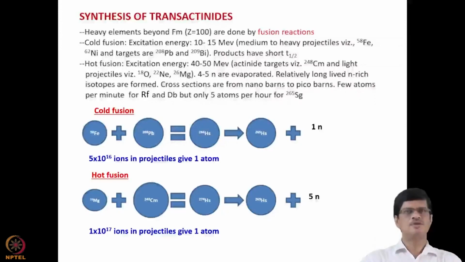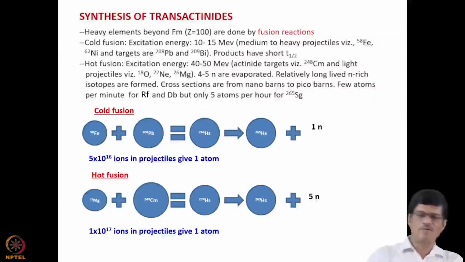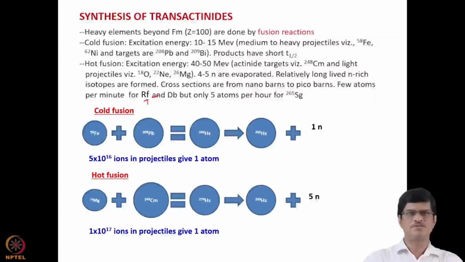The cross sections are from nanobarns to picobarns for these hot fusion reactions, but you get a few atoms per minute for rutherfordium and dubnium, but only 5 atoms per hour for 265 seaborgium.